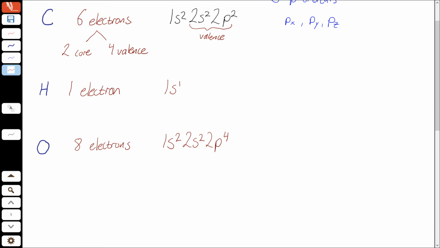So that first shell here is our core electrons. And that's the valence there. So 6 electrons in the valence. Why do we make that distinction? What's important about valence electrons? We know they're the outermost electrons, but why do we care? Why make that distinction? Why use that special word?